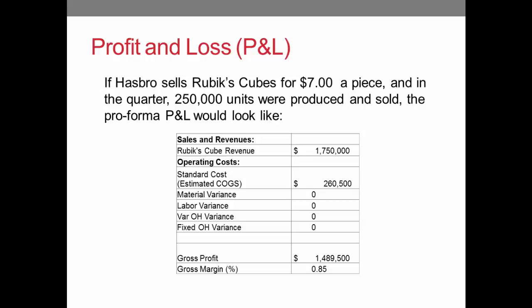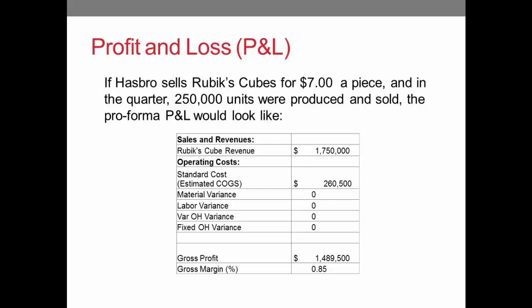Our standard costs are estimated cost of goods sold, and that's the standard cost per unit times the 250,000 units. And that gives a gross margin of about 85%. I left room for variances, cost variances, though we don't have any actual data yet, so we can't calculate cost variances. That will happen in the next series of videos, and we'll be able to fill in those columns or those rows.